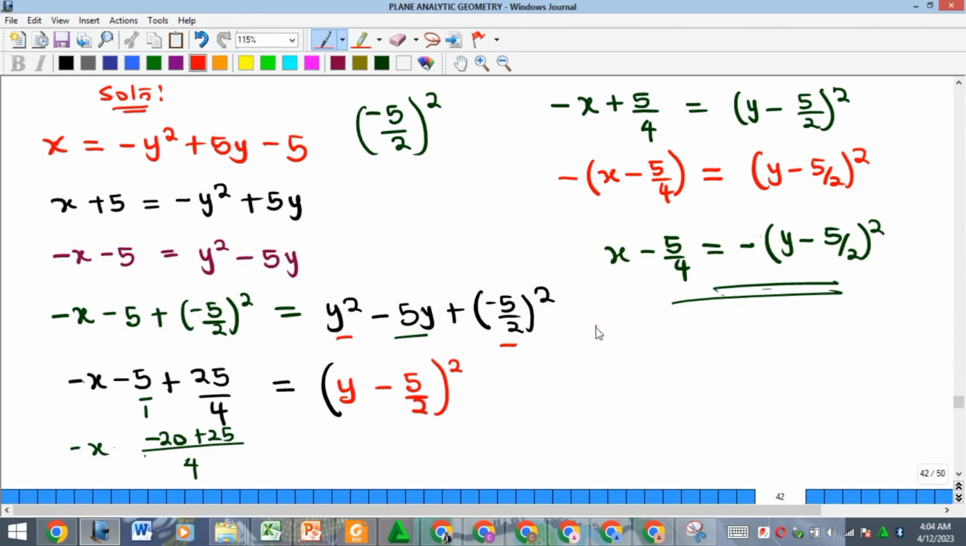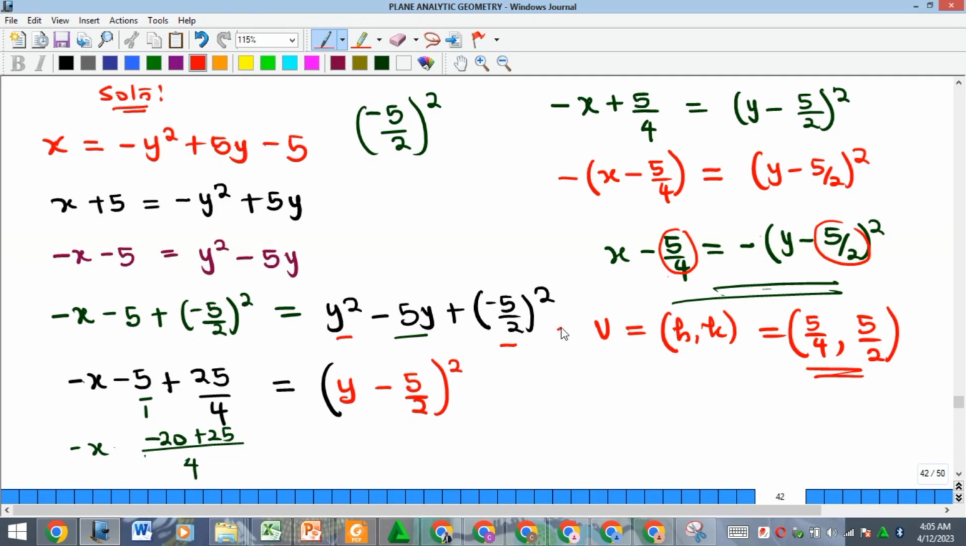And from here quickly, our vertex, which is your h comma k. Your h is whatever is standing with the x. If it is negative, just choose it. If it is positive, then you multiply it by minus. And so we are going to have that our h is 5 over 4, comma. The same thing applies to our k. If it is negative, just take the value there. If it is positive, multiply by minus 1. And so this is 5 all over 2, and that is the vertex of this particular question.